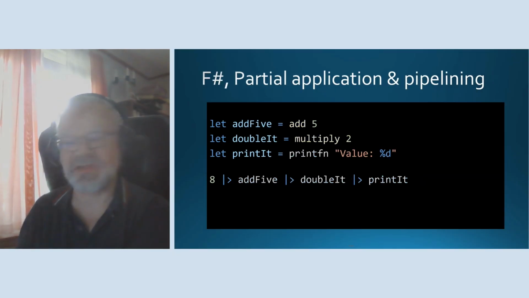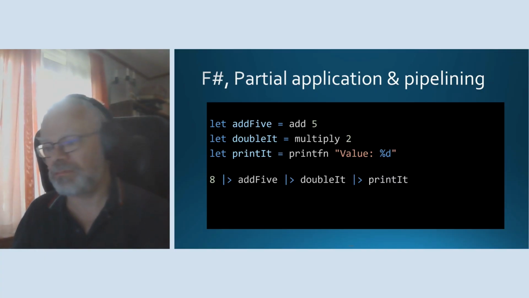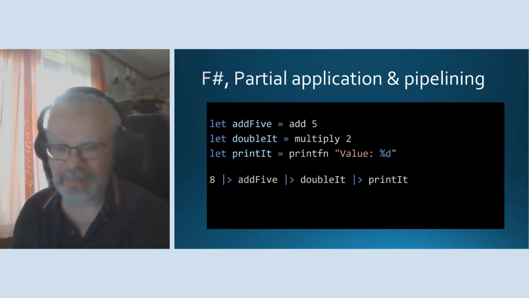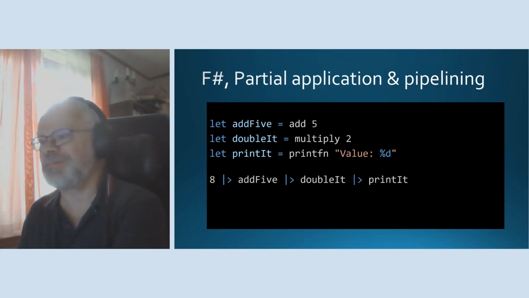We can do the exact same thing in F#. We declare add 5, double it, and print it functions. Then we declare a pipeline, start with 8, add 5, double it, and print it. Exact same thing.